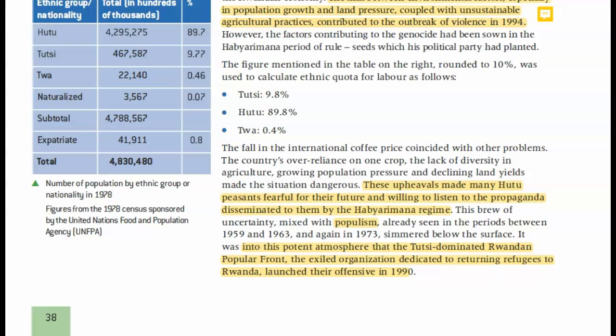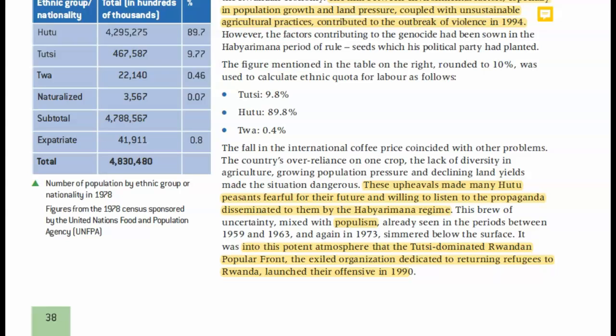There's going to be a lot of upheaval in the country, which is going to make many Hutu peasants fearful for their future, and they're willing to listen to propaganda disseminated to them by Habyarimana, because they're like, we don't know what's happening. Poor people often aren't going to have as much of an education, particularly in rural countries like this at this time period. It's a lot easier to give them the propaganda and say basically, hey, the Tutsi are trying to take over. You're going to lose your livelihood, possibly your food and your life if you don't support us. Mixed with this populism, really doing what a small group of people want, all about just maintaining power, it's going to allow this toxic atmosphere to continue to develop.